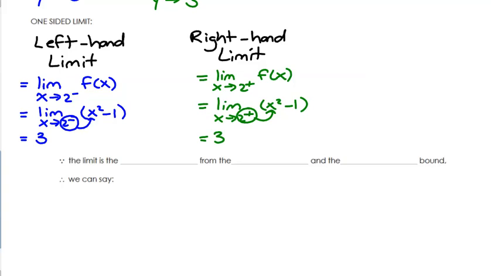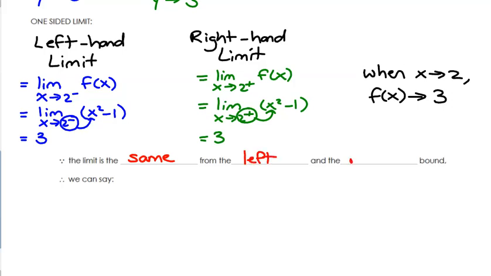Overall, it looks like from the left hand and the right hand side that when x is getting closer to 2 from either side, your function is actually getting closer to a y value of 3. The overall rule that we're going to say is, sorry, if the limit is the same from the left and the right hand bounds, okay, we can say that the overall limit from x approaching 2, so I'm not even going to write that, of your function is equal to 3.